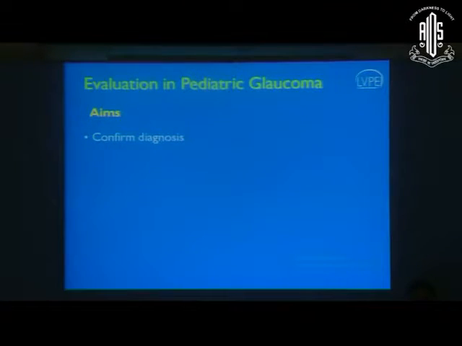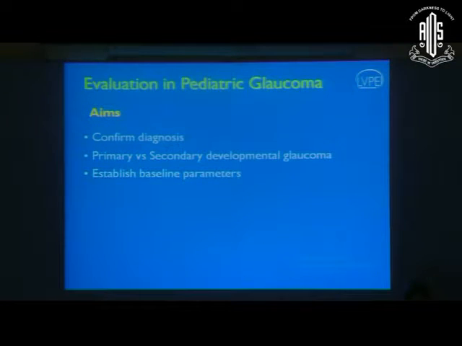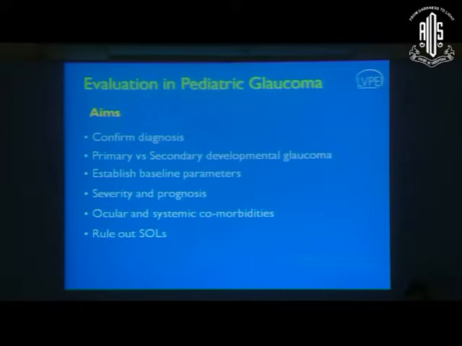What are the aims of evaluation of a child with pediatric glaucoma? First is to confirm the diagnosis. Number two, to distinguish primary from secondary developmental glaucoma, which have management implications, like angle surgery may not be really successful if it is a secondary congenital glaucoma, like say Axenfeld-Rieger anomaly. Then establish the baseline parameters so that we can follow up this patient, to evaluate the severity and prognosis, and then the ocular and systemic comorbidities. And very importantly, to rule out any intraocular tumor, which sometimes can mimic congenital glaucoma.